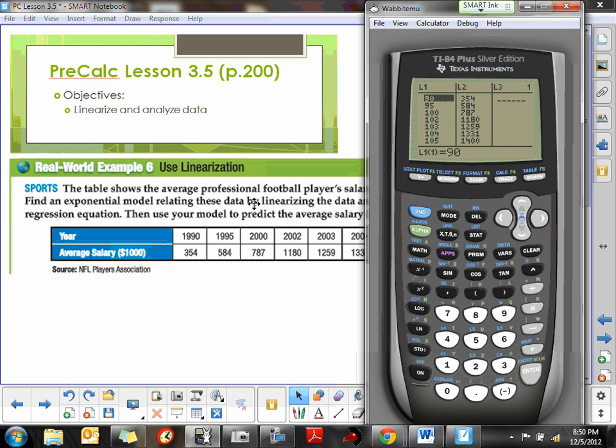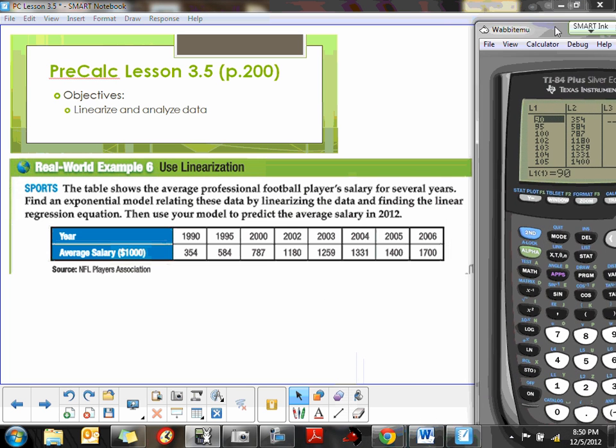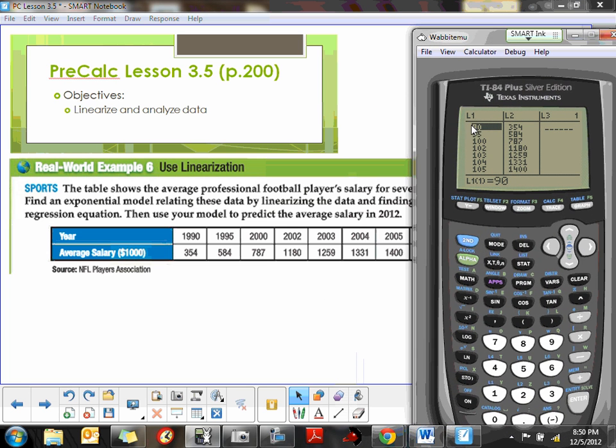The years went from 1990 all the way up to 2006, so I typed in, starting with 1900 as my base, so I'm going to let our x value start at 1900, the year 1900. That means 90 years later the salary is 354, 95 years later it was 584,000 in thousands in the year 2000, and so on. So it's a little unique thing here of representing these using 90s instead of 1990 and so on. It makes your numbers a little bit more manageable and easier to work with. So we've got the information in the calculator.